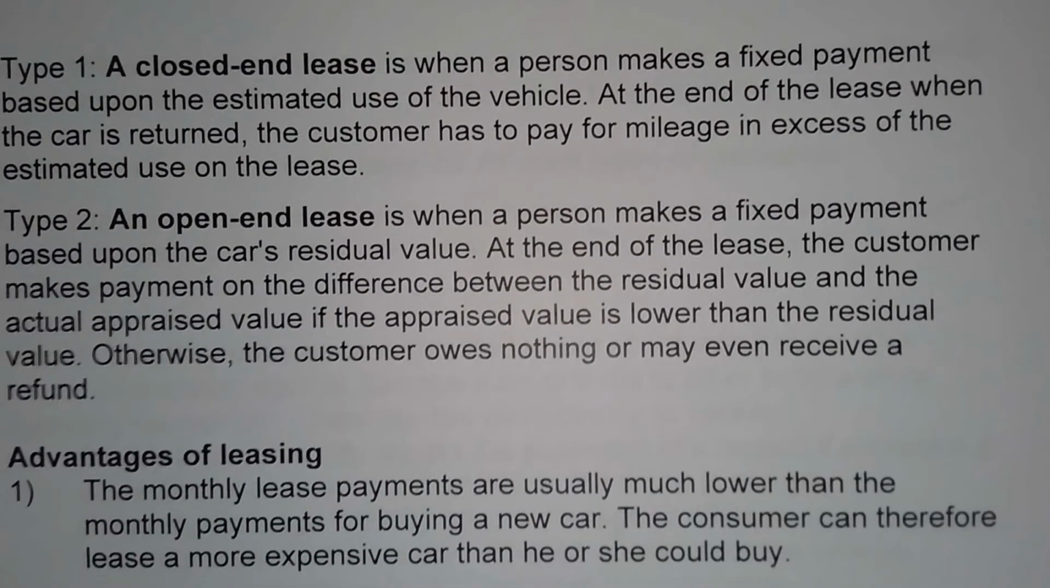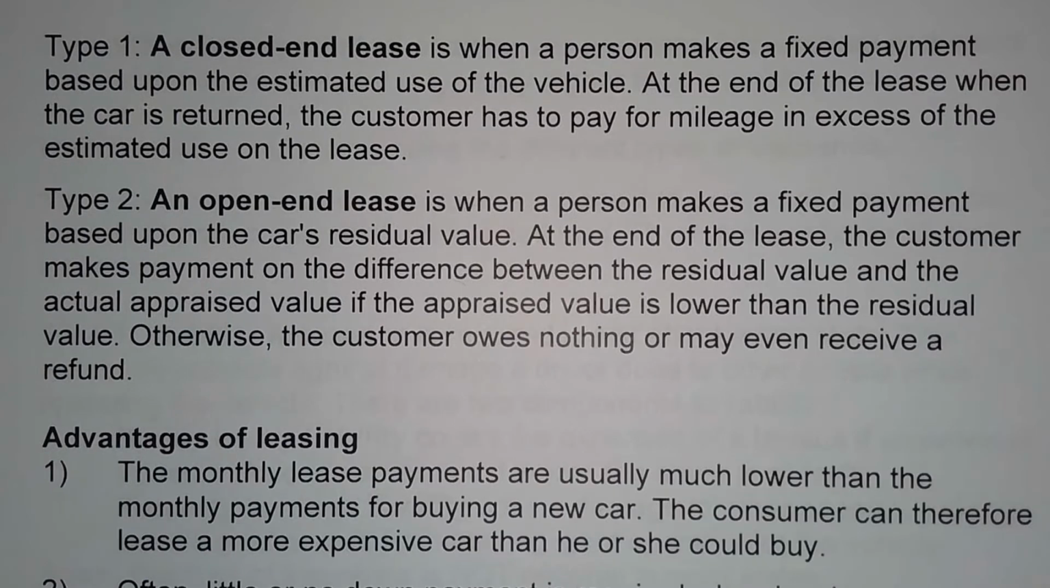First type is the closed-end lease. It is when a person makes a fixed payment based upon the estimated use of the vehicle. At the end of the lease, when the car is returned, the customer has to pay for mileage in excess of the estimated use on the lease.